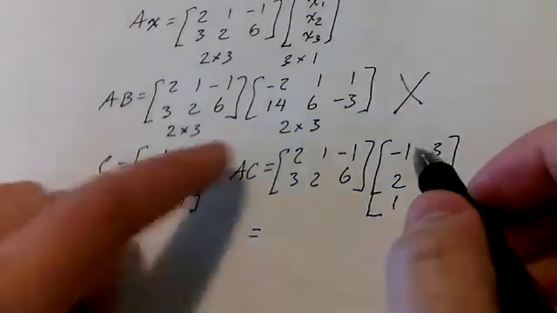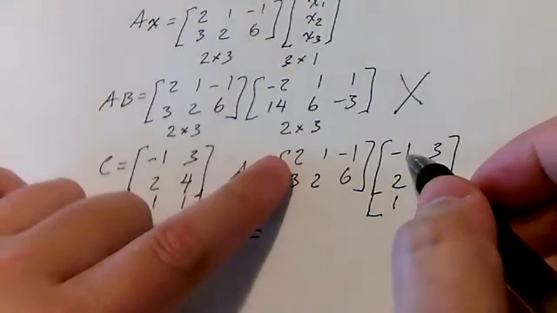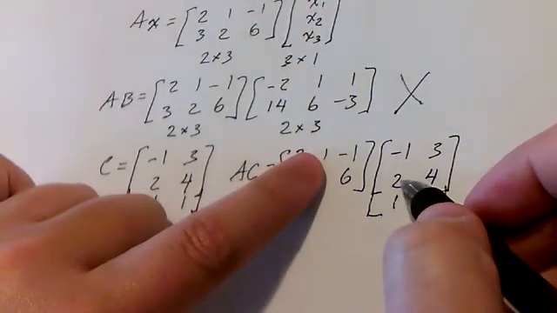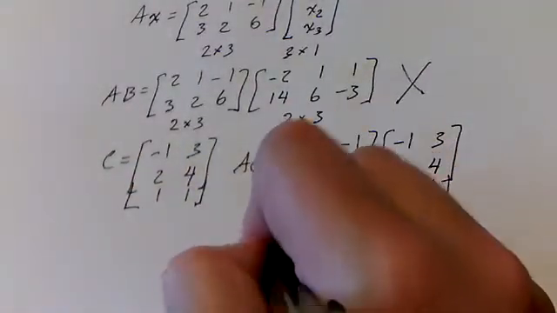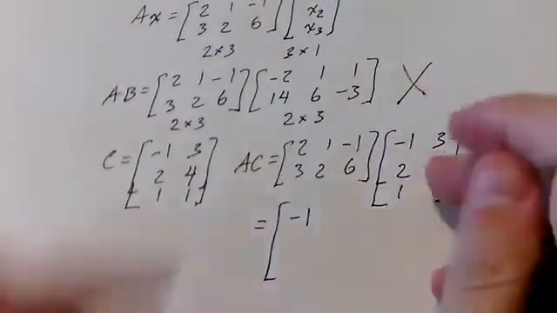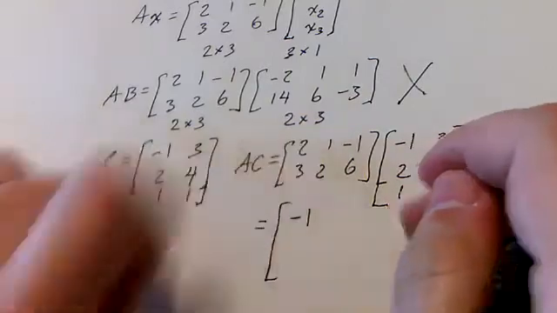But again, then I'm going to go across the row and down the column. So 2 times negative 1 is negative 2. 2 times 2 is a positive 2. So add those together, you get 0. And then 1 times negative 1 is negative 1. So negative 1, that's the first row and the first column.